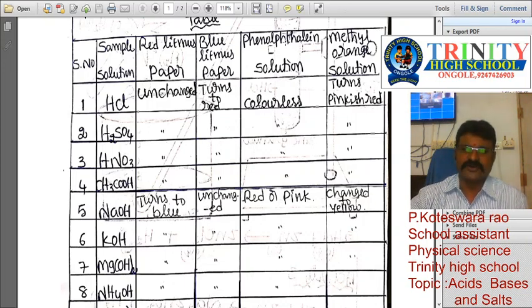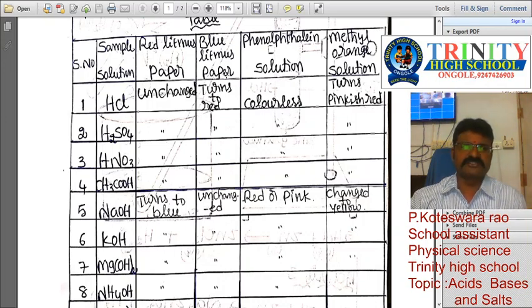What is the color of red litmus paper in acidic medium? Unchanged or colorless. What is the color of blue litmus paper in acidic medium? Red color. What is the color of phenolphthalein solution in acidic medium? Colorless. What is the color of methyl orange solution in acidic medium? Pinkish red or red. Similarly, what is the color of red litmus paper in basic medium? Blue color.